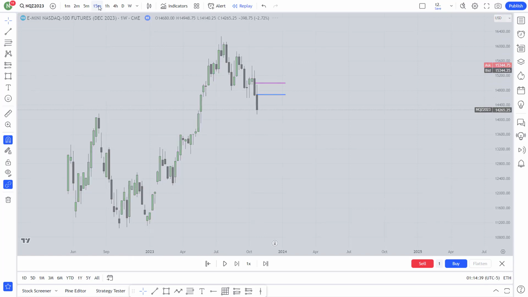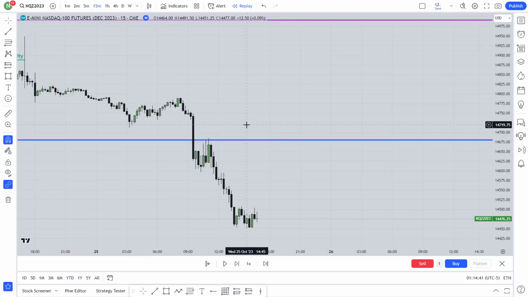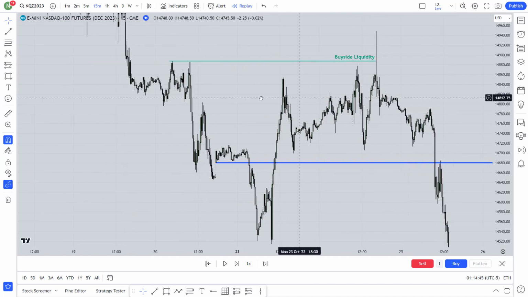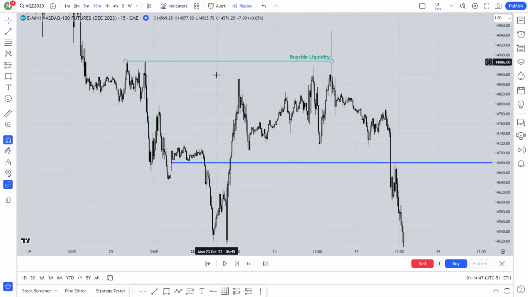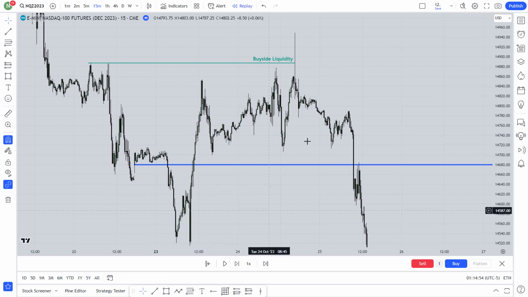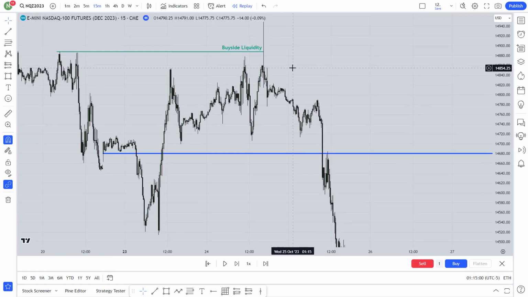Now I'll go to the 15-minute chart. If you see, this is from Tuesday. So this is all the manipulation. Price went above the market, took the buy side liquidity, then it retraced a little bit lower. Okay, so this is Tuesday's narrative. If you watch the videos, you will understand how we expect price to work on Tuesday.